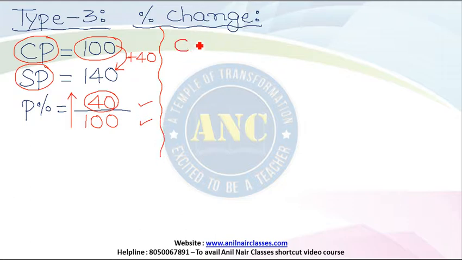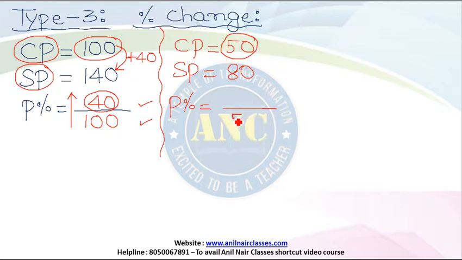One more example. Suppose cost price is 50 rupees. Selling price is 80 rupees. I want to find the profit percentage. Please don't learn any formula by heart, like SP minus CP by CP into 100. Denominator is always your initial value. Put that 50 in the denominator. What is the numerator?